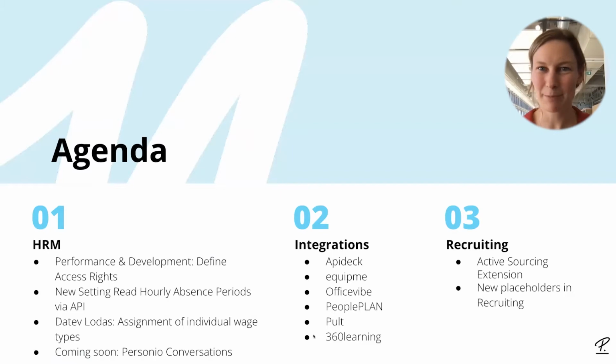The agenda is packed full again. In HRM, we have fairly smaller releases, but they are also great for you, and many of them were wished for by our customers, such as the first one. It is about performance and development and the access rights, because now you can define them per employee role. We also have an update on the hourly absences, because now there is an API endpoint so that you can pull them via the public API.